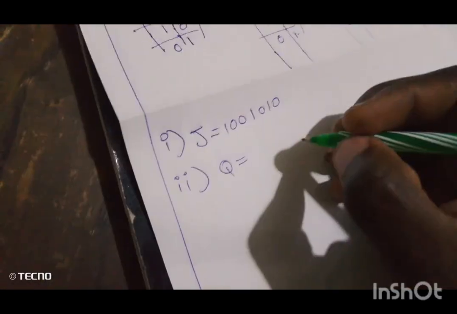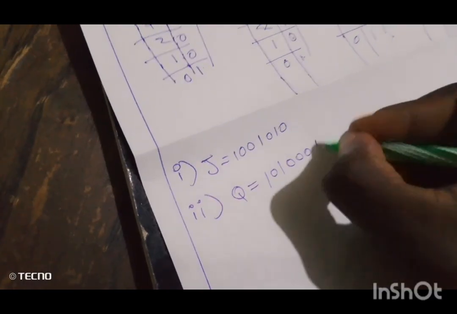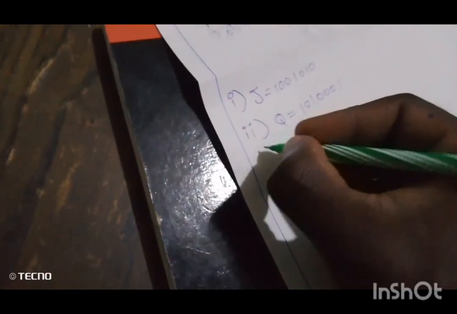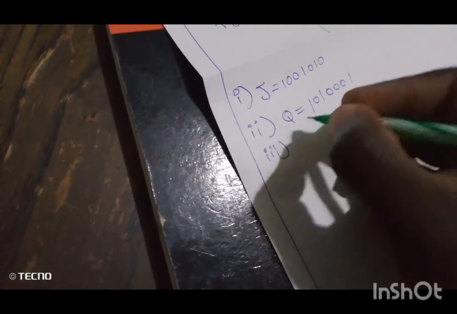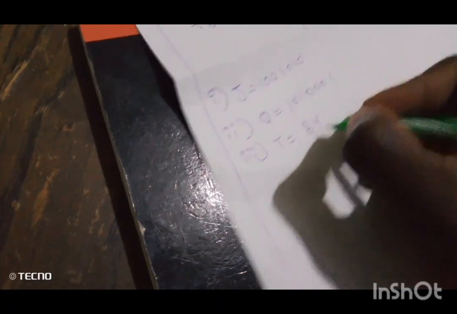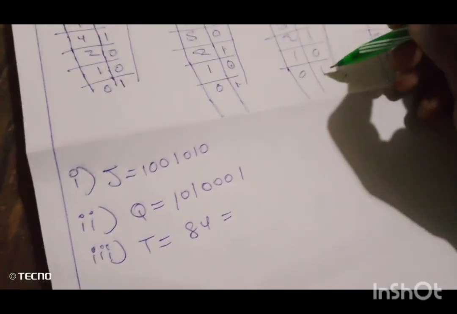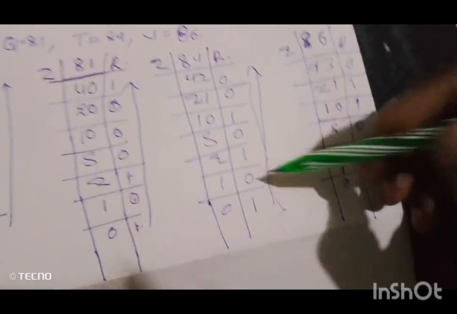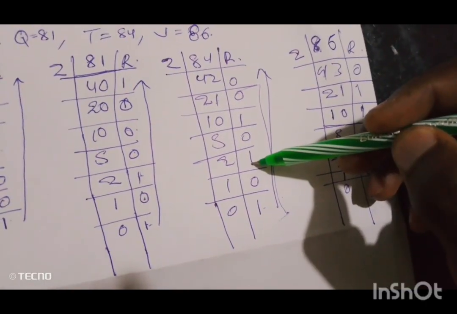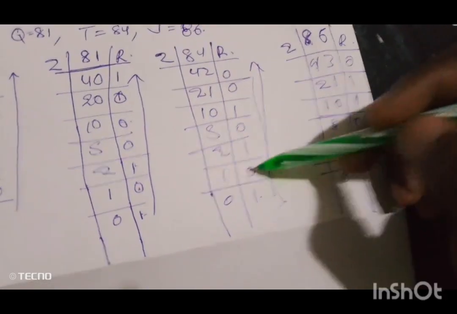So I'm going to write it here: 101, 3 zeros and a 1 again. And then we have number 3 as, is it V or T? It was T, which was 84. 84 in this case meant we have 1010100.